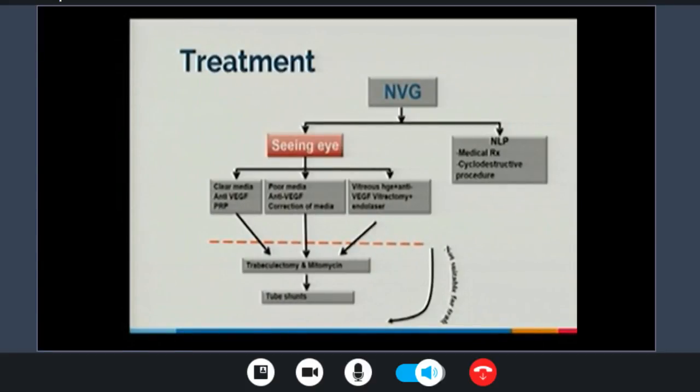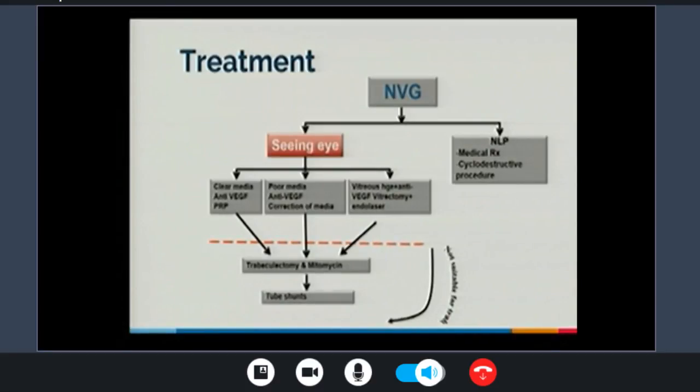20/40, 20/20, counting fingers, hand motion is still a seeing eye. And this is a sick eye in a sick patient. You don't know what will happen to the other eye. So you have to preserve this eye or try to salvage this eye as much as possible.